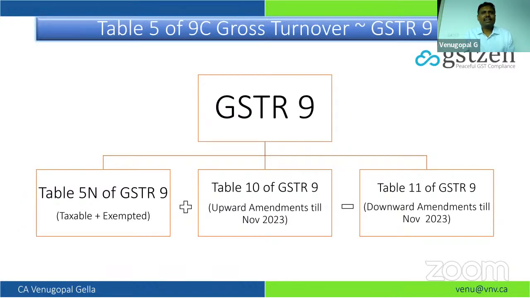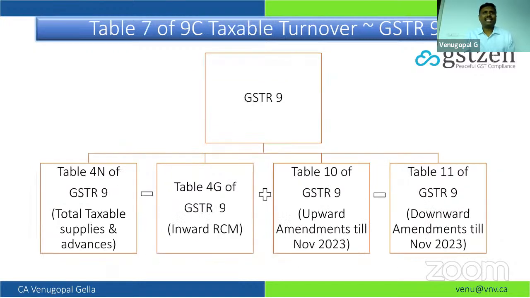In 9C, there are certain validations you will have to do. The turnover that is reported in GSTR-9, which is 5N, and 5O minus table 10 minus 11, this is the turnover on which you will be paying taxes. You will compare this with the table 5 of 9C, while the taxable turnover is compared in table 7 of 9C. But someone was asking for the presentation, I'm sure first time when you are looking at it, these numbers would be a little confusing. However, this presentation would be shared.